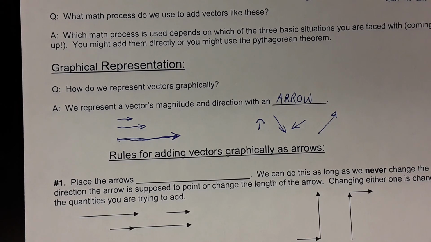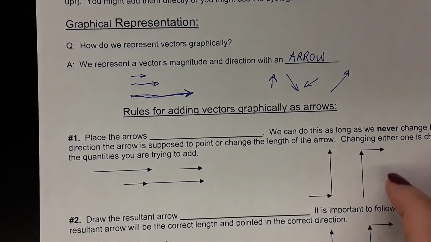Now, here's the fun part. How do you add arrows? They're pictures. How do you add them? Well, there's a number of rules we go by. So let's take a look at them. Rules for adding vectors that are arrows.